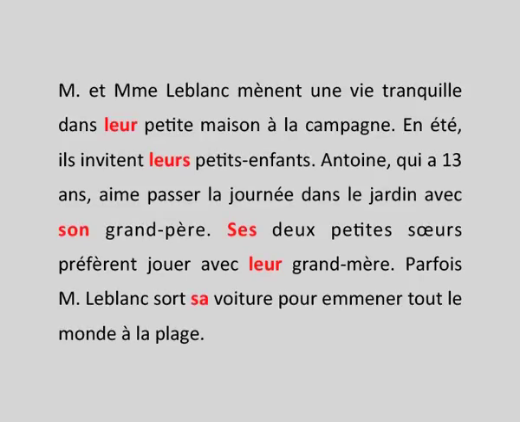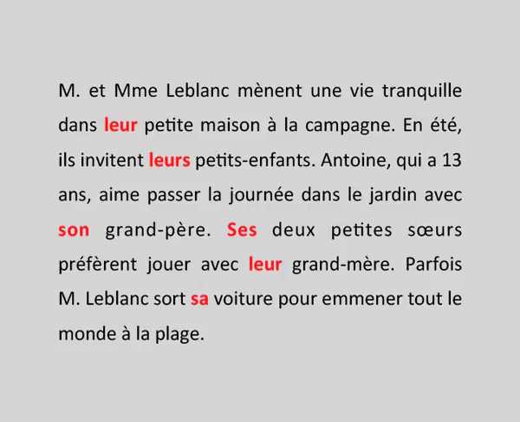Now let us revise what we learned in today's lesson on possessive adjectives. Here's a short text which I am going to slowly read out and comment on so that you can understand how possessive adjectives are used. Monsieur et Madame Leblanc mènent une vie tranquille dans leur petite maison à la campagne. En été, ils invitent leurs petits-enfants. Antoine, qui a 13 ans, aime passer la journée dans le jardin avec son grand-père. Ses 2 petites sœurs préfèrent jouer avec leur grand-mère. Parfois, Monsieur Leblanc sort sa voiture pour emmener tout le monde à la plage.